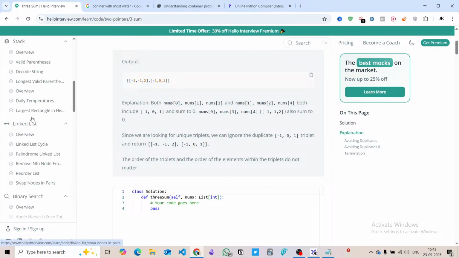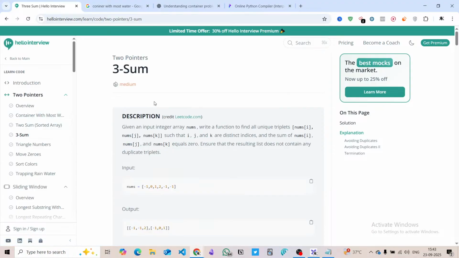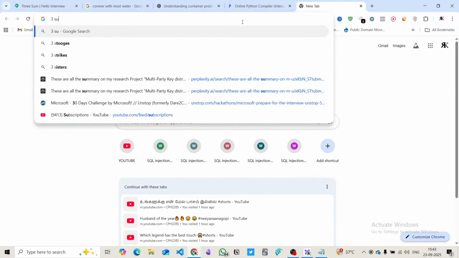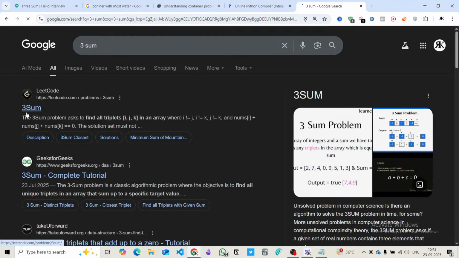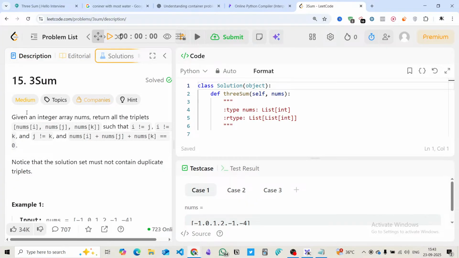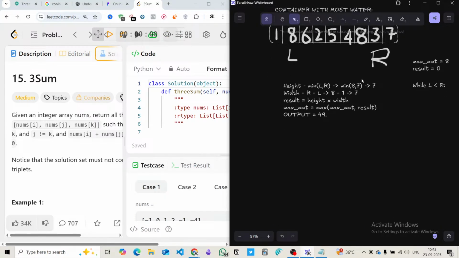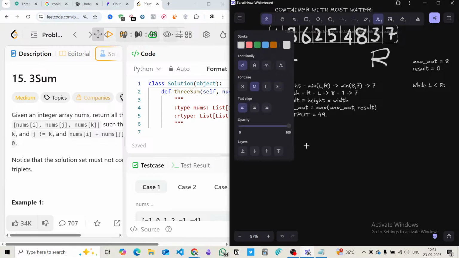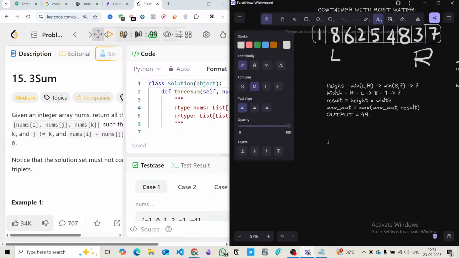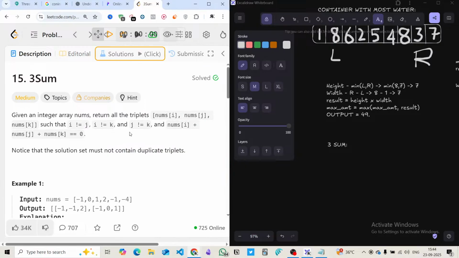Okay, so we move on to this. It's a medium problem. Let's solve this one. So now, first, we try to understand the problem. Given an integer array nums, return all the triplets.